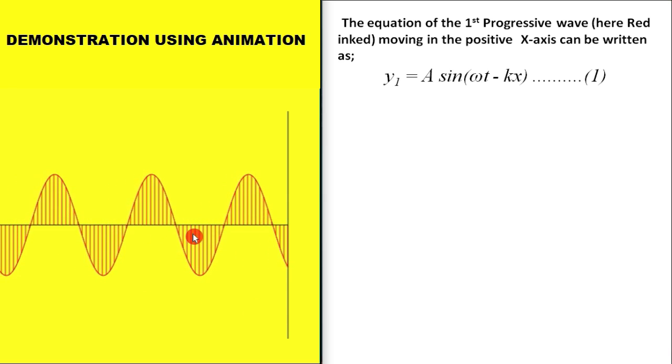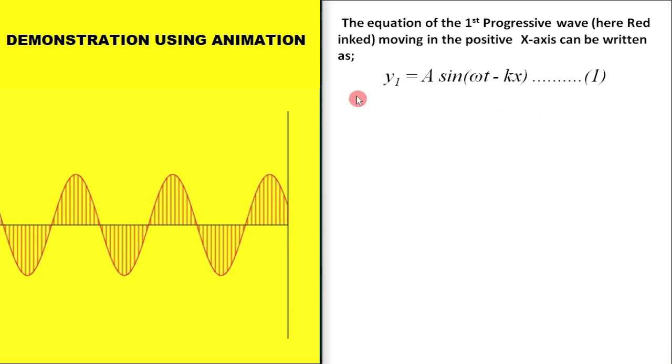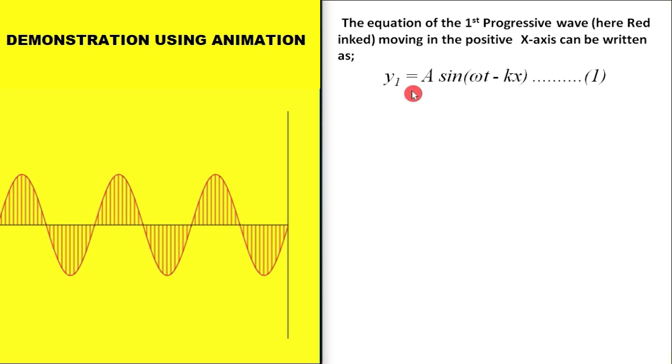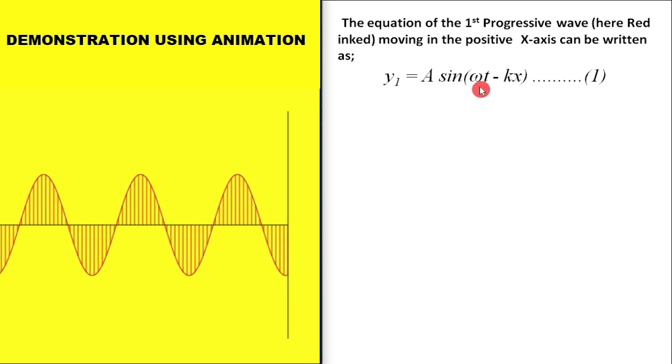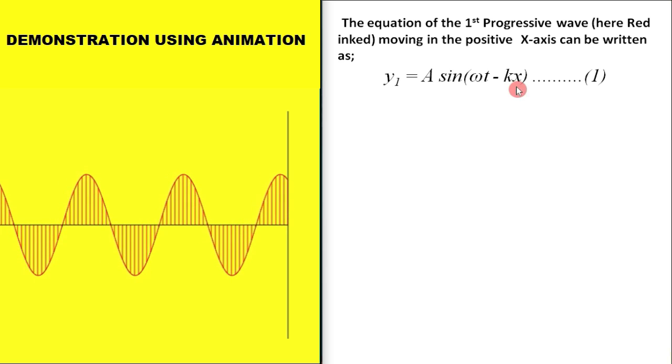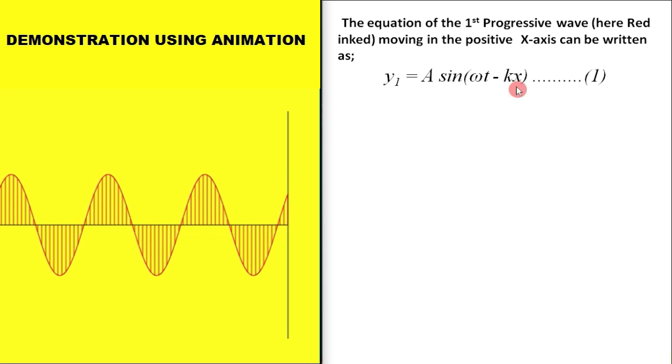Now the equation of this red wave, as I think we all know, can be written as y equal to a sin(ωt − kx). This is a general wave equation for a wave progressing in the positive x direction.